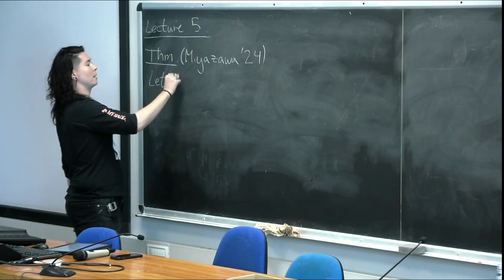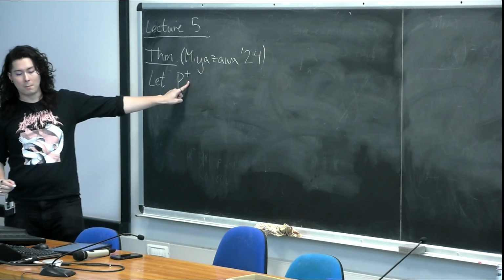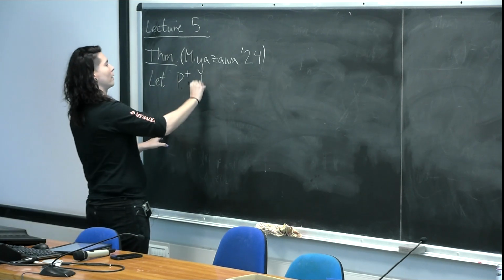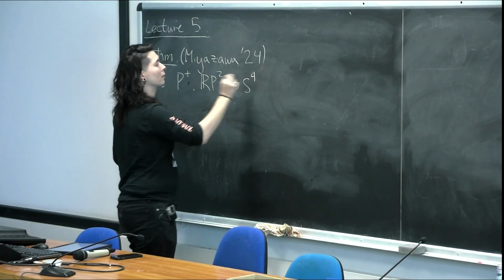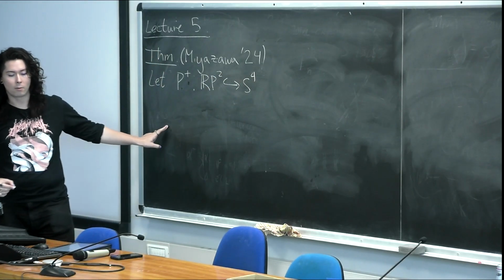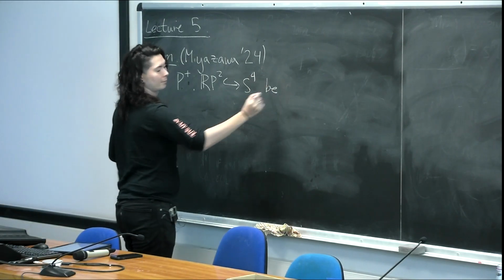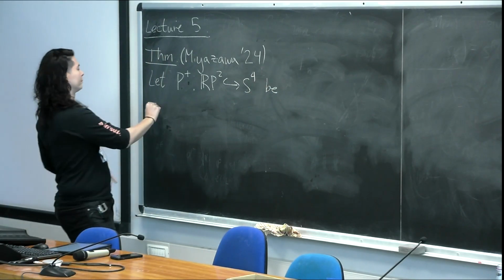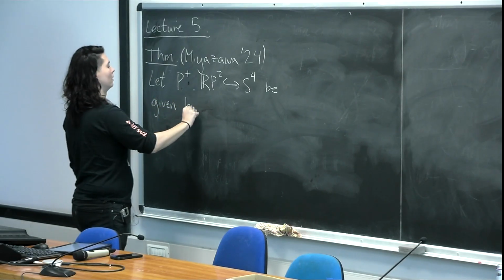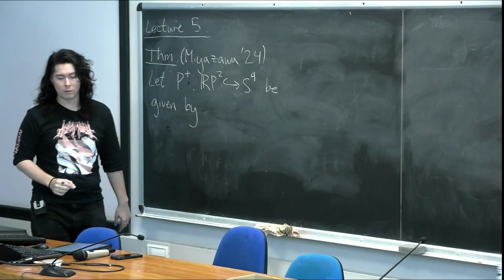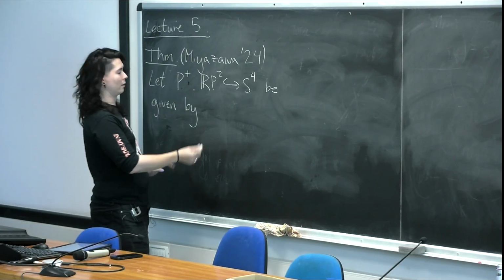So first, maybe let me do some setup. I'm going to let P plus denote the following embedding of RP2 into S4. All right, so this is a non-orientable 2-knot, and one description of this is it's given by the image of a certain involution on CP2 bar.